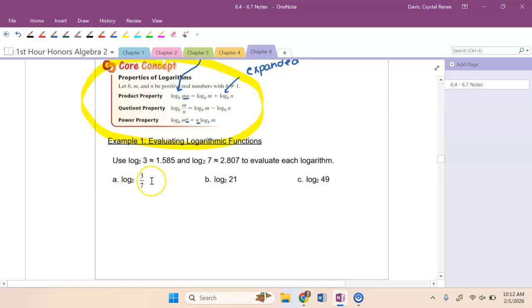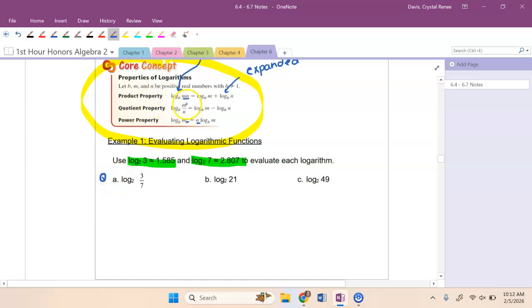All right, so if we know here that log base 2 of 3 is approximately 1.585 and log base 2 of 7 is approximately 2.807, we want to change all these into log base 2 of 3 and log base 2 of 7. Notice here we're dividing 3 and 7, or we have a fraction of 3 over 7, whichever way you want to look at it. So we will use the quotient property on this.